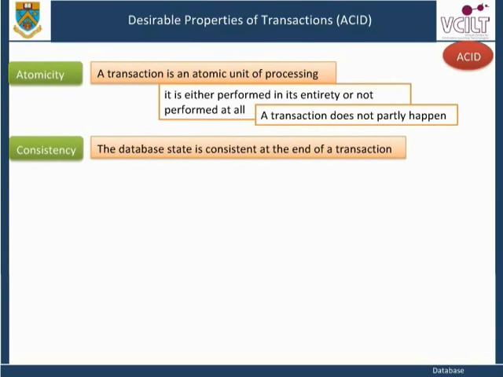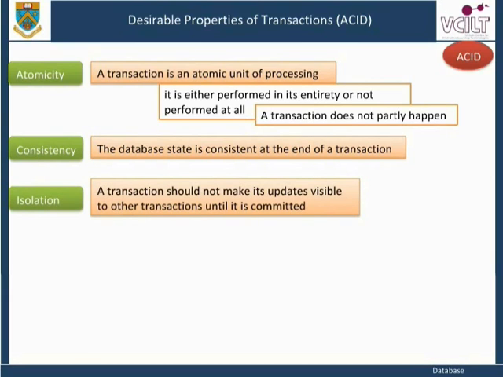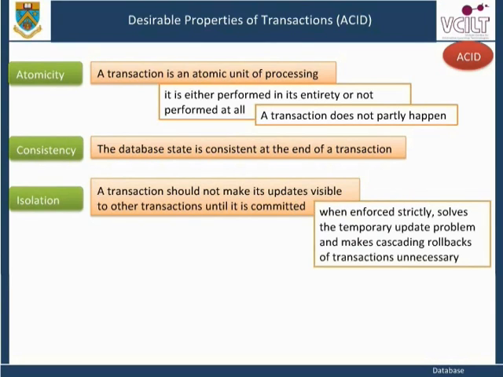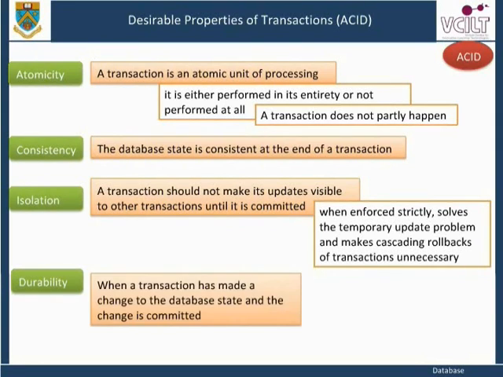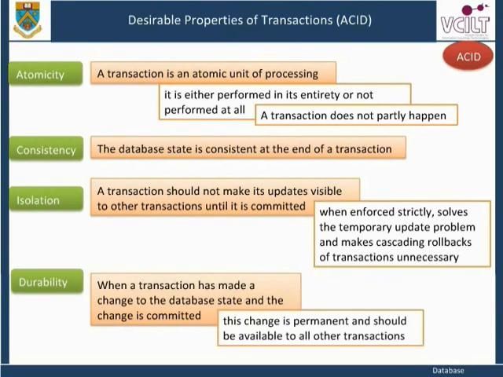Consistency. The database state is consistent at the end of a transaction. Isolation. A transaction should not make its updates visible to other transactions until it is committed. This property, when enforced strictly, solves the temporary update problem and makes cascading rollbacks of transactions unnecessary. Durability. When a transaction has made a change to the database state and the change is committed, this change is permanent and should be available to all other transactions.